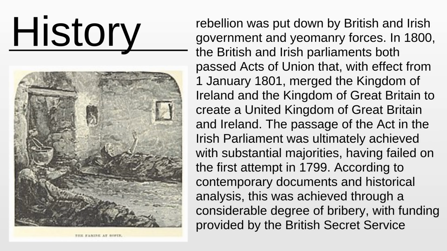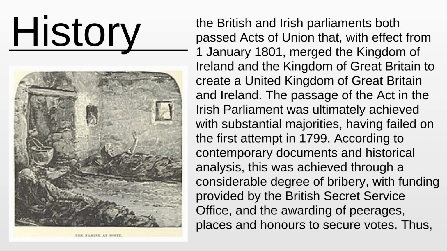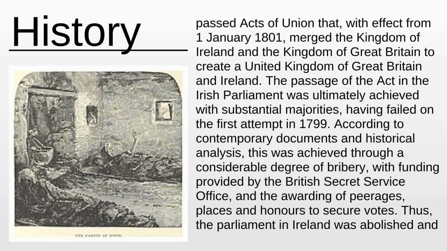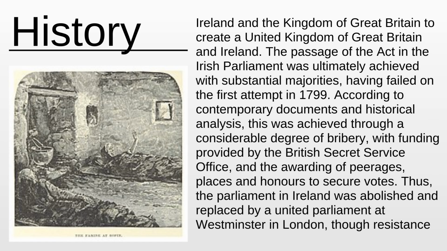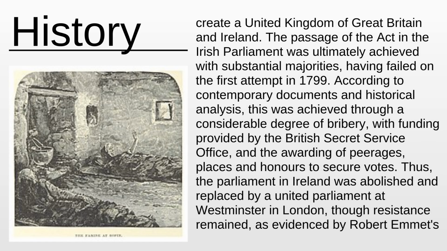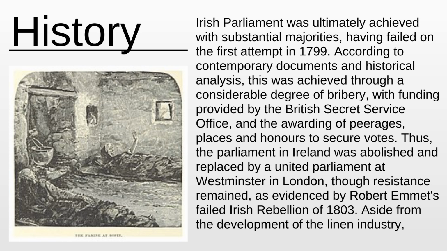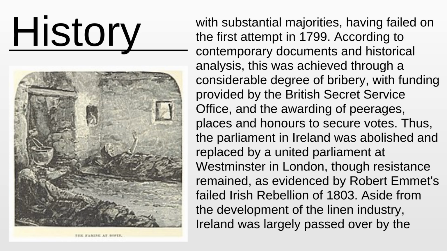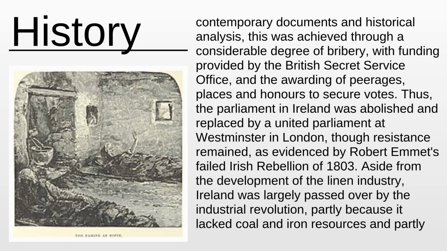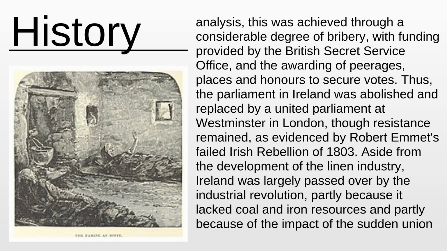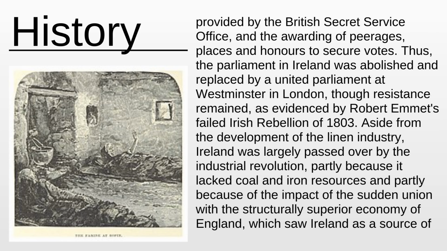In 1800, the British and Irish parliaments both passed Acts of Union that, with effect from January 1, 1801, merged the Kingdom of Ireland and the Kingdom of Great Britain to create a United Kingdom of Great Britain and Ireland. The passage of the Act in the Irish Parliament was ultimately achieved with substantial majorities, having failed on the first attempt in 1799. According to contemporary documents and historical analysis, this was achieved through a considerable degree of bribery, with funding provided by the British Secret Service Office, and the awarding of peerages, places and honours to secure votes.